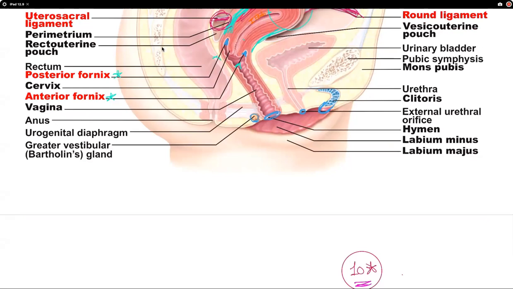All those are going to be bounded by two lips. I have a mucous membrane lip. This is going to be the labium minus or labia minora. And I have a skin lip on here. This is called the labium majus or labia majora. So you have labium minus or labia minora and labia majora.